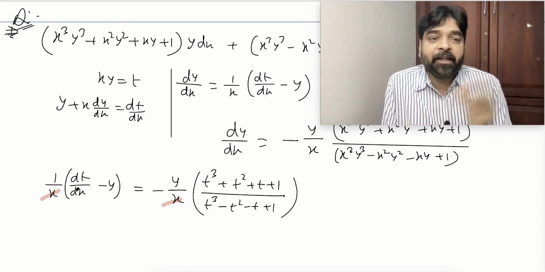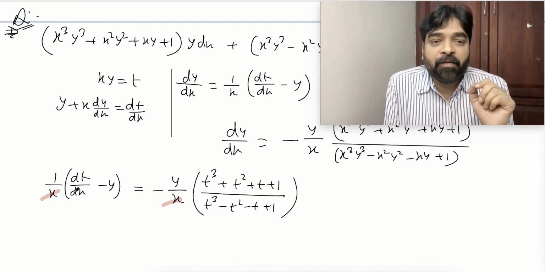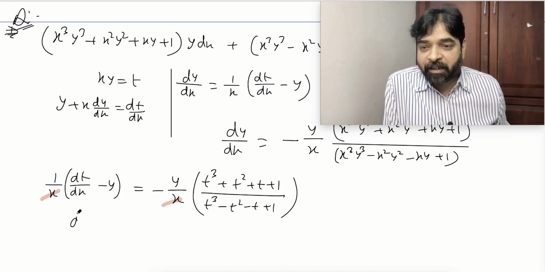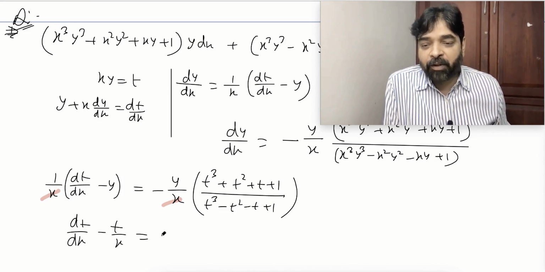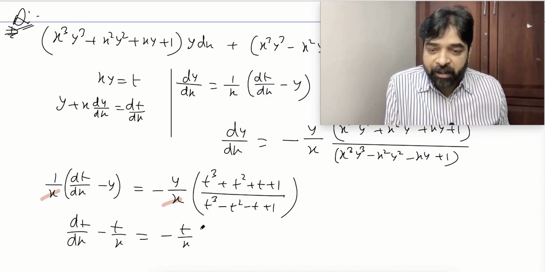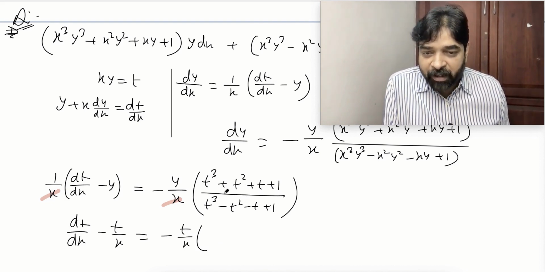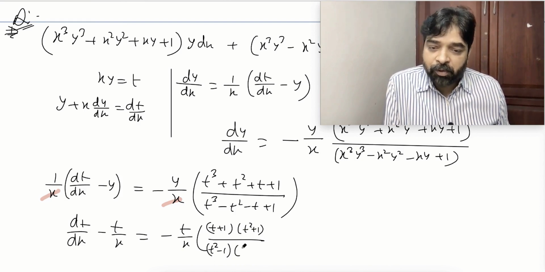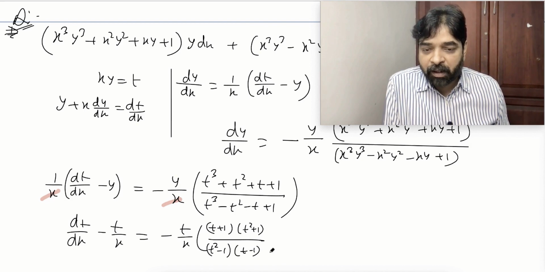That means x variable on one side, t variable on the other. Now time is not there, so I am not solving fully. I hope you can solve it. What value can you put for y? t by x. So dt by dx minus t by x is equal to minus t by x into this. Can it be factorized? t square common, t plus 1. Yes, (t plus 1) into (t square plus 1), divided by, from here, t square common, t minus 1 minus common, so (t square minus 1) into (t minus 1). Did I do it correctly?